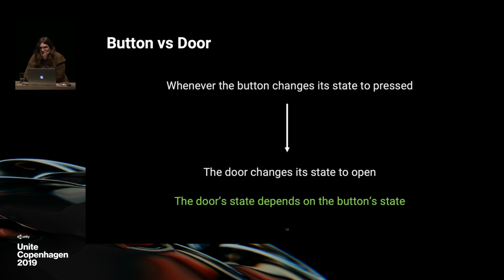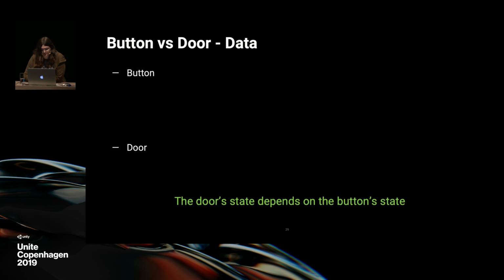So, here's a refresher real quick. Let's talk about the button, because that was the example of a write problem. Whenever the button changes its state, the door will change its state as well. Essentially, the button activates the door. What components do you need in order to accomplish this? What is the data you need to accomplish this?